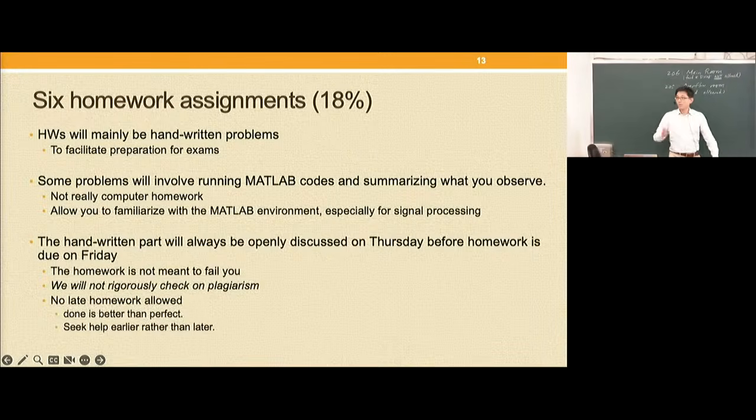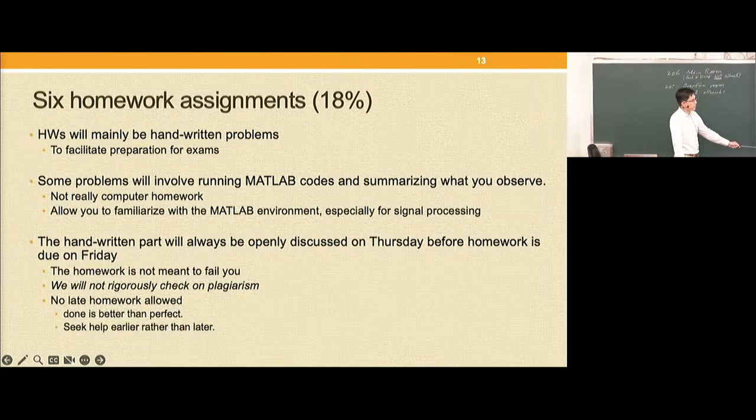Because it's going to be openly discussed, right? So if you just copy the Blackboard solution and write it and submit it, you are still going to get the full score, right? We're not going to rigorously check plagiarism, but kind of joking, when you plagiarize, please make sure you plagiarize the right answer. Is that clear? But in the meantime, I want to say no late homework is allowed.